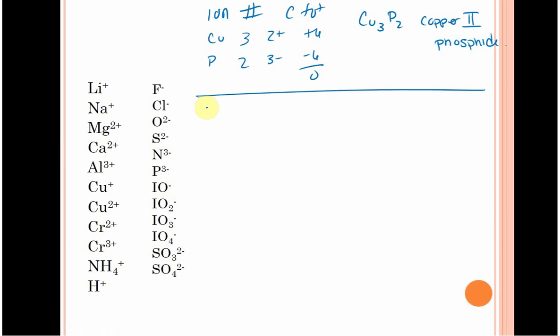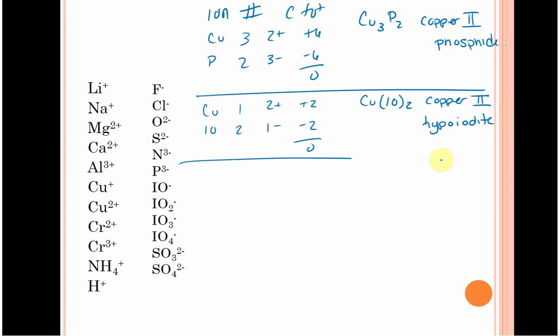Copper 2 with hypoiodite. 2 plus, 1 minus. We need 1 and 2. Cu, parentheses, IO, close your parentheses, 2. This is copper 2 hypoiodite. Cu and IO2, plus 2. This is 1 minus because you memorized it. So again, we need 1 and 2. Cu, parentheses, IO2, close your parentheses, 2. For copper 2 iodide.